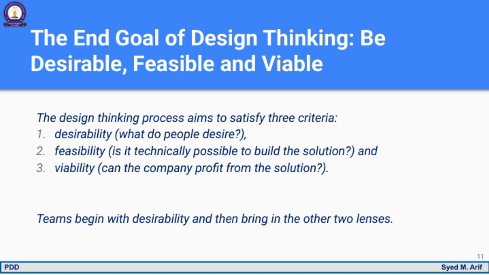Typically, teams start by focusing on desirability because understanding the user is the foundation. Once that's clear, they bring in feasibility and viability to see if the solution is practical and financially viable. The ultimate goal of design thinking is to create solutions that are desirable, feasible, and viable all at once. When you achieve this balance, you're more likely to develop innovative, user-centered solutions that also make business sense. This approach helps us stay aligned with the overall theme of creating impactful, sustainable innovations.